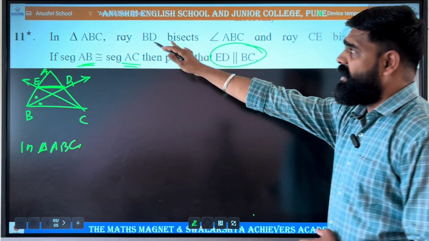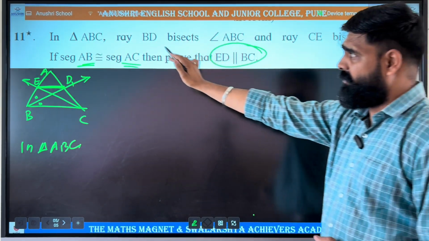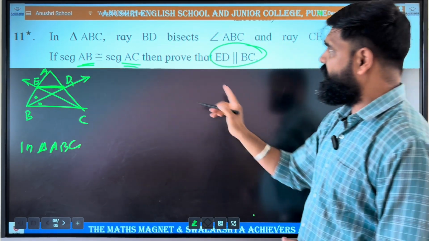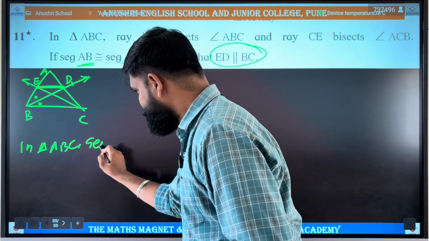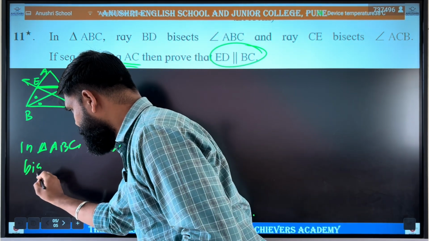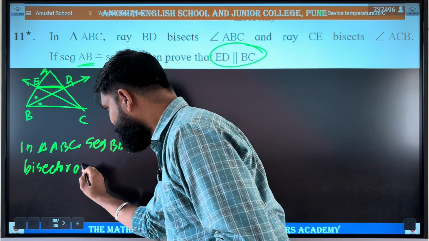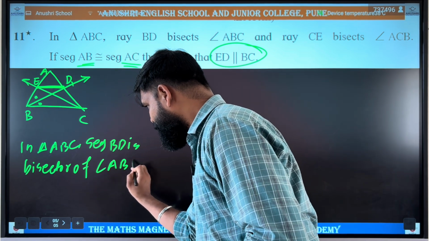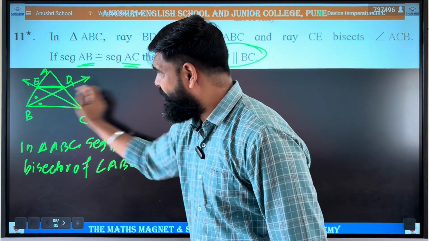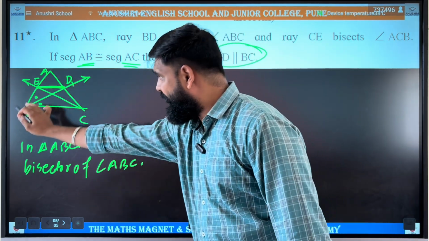In triangle ABC, BD is the bisector, BD bisects the angle ABC, right? So segment BD is the bisector of angle ABC. यह बहुत इंपॉर्टेंट है. क्या बोला यहाँ पे, segment BD is bisector of angle ABC.